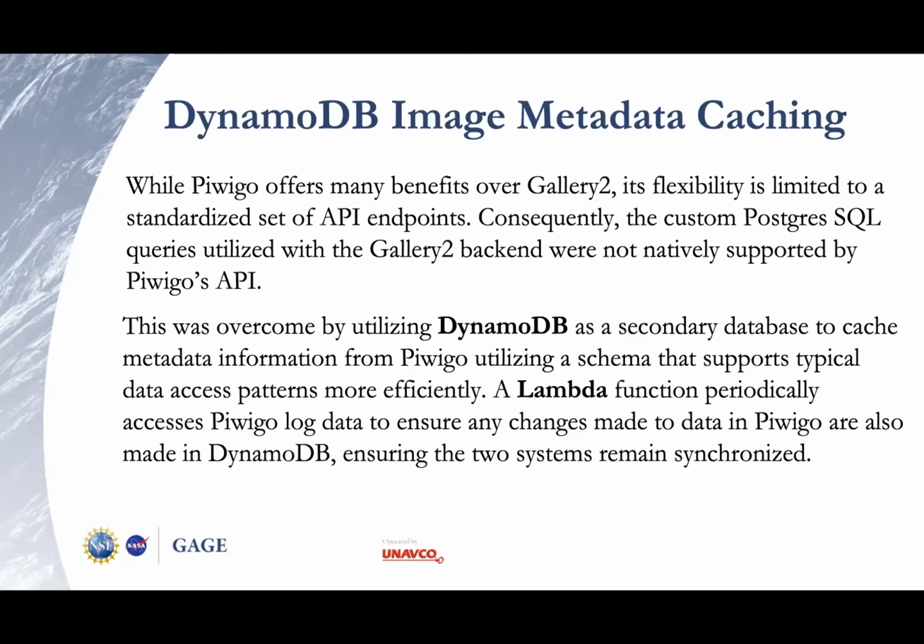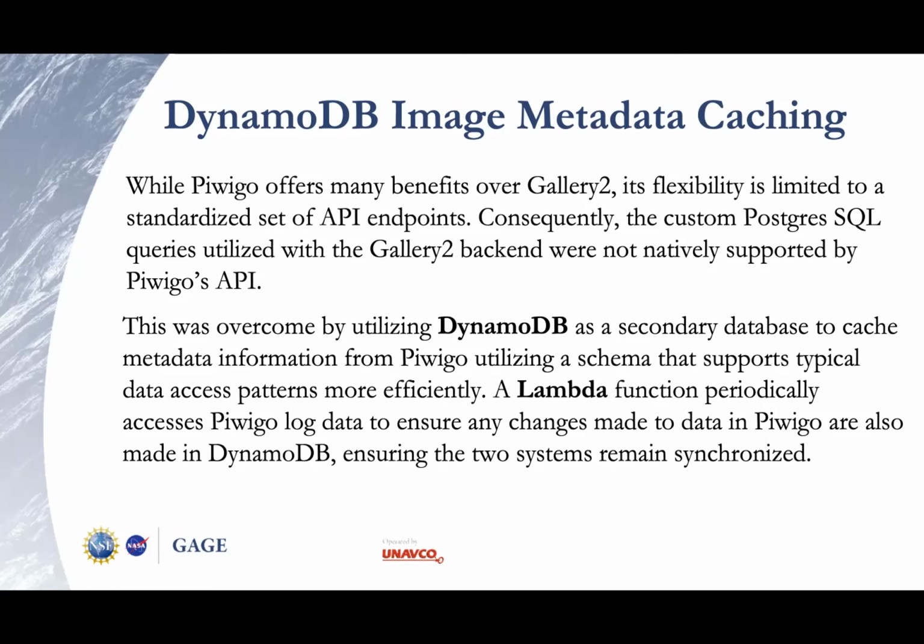So to combat this minor setback, we had to create another secondary database, again hosted in AWS using their DynamoDB service, which cached all image metadata in a format that was much more typical for the data access patterns that the API would see in real world use. So on the API side, programmatically accessing large amounts of station data could be done through DynamoDB much more efficiently than through the PyWego API directly.